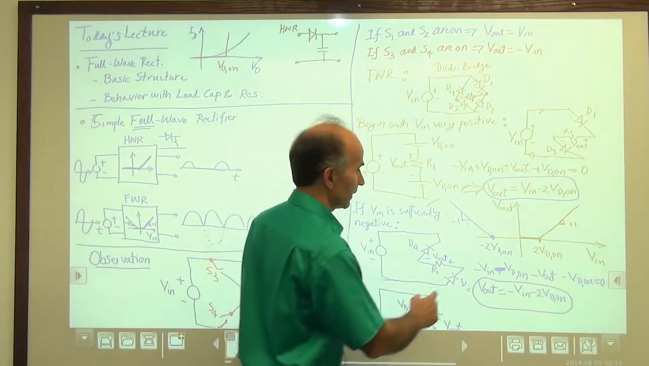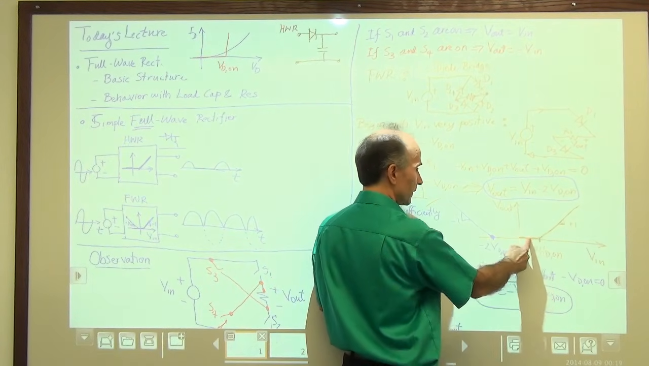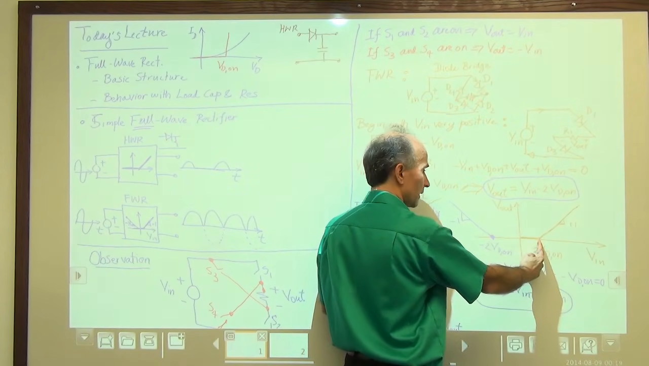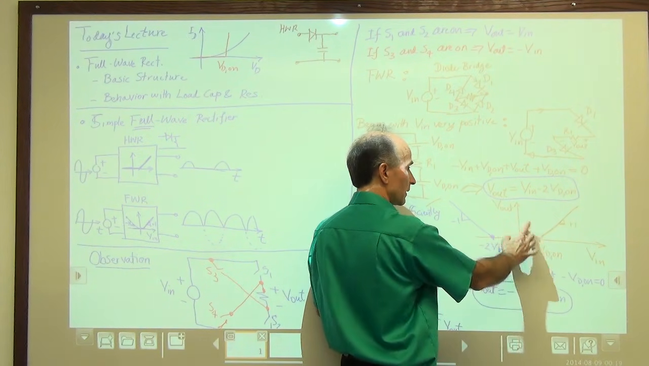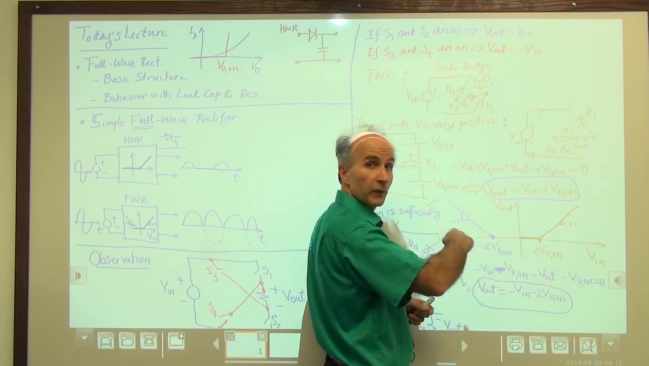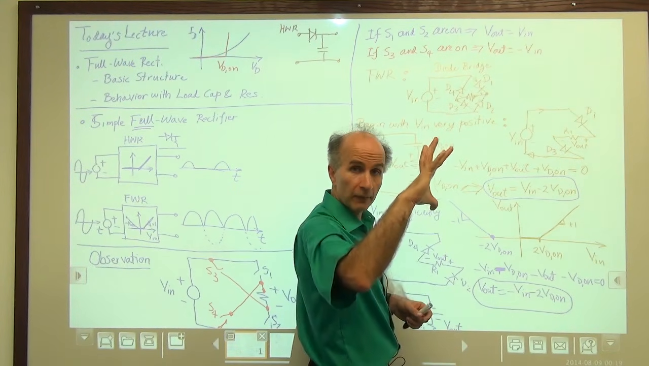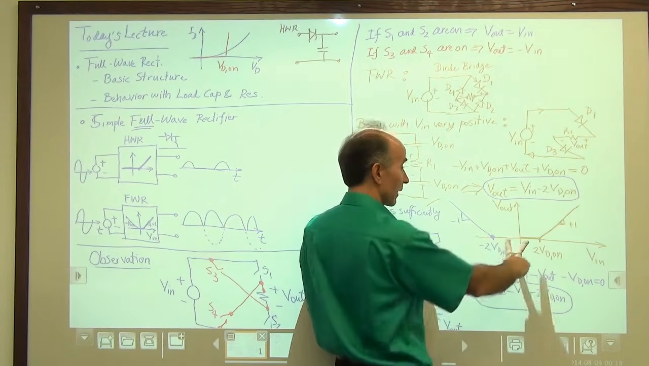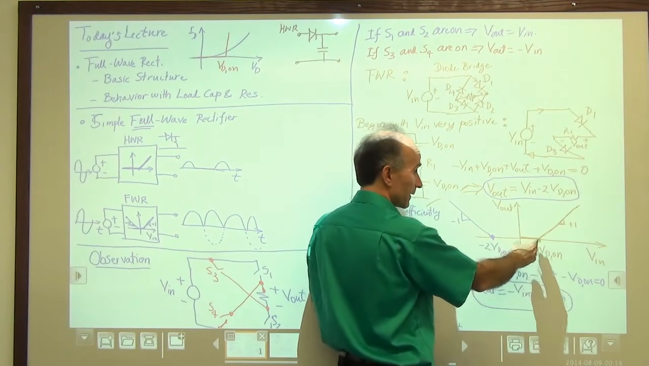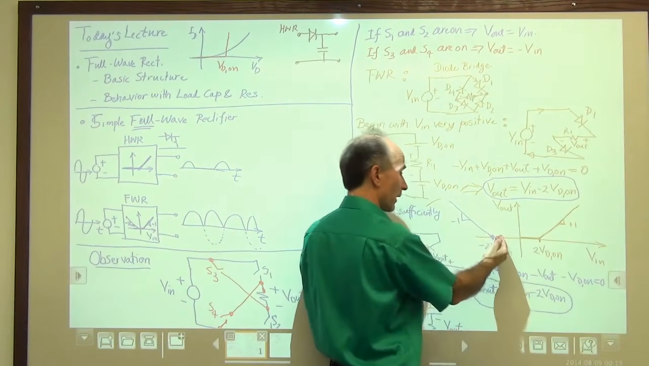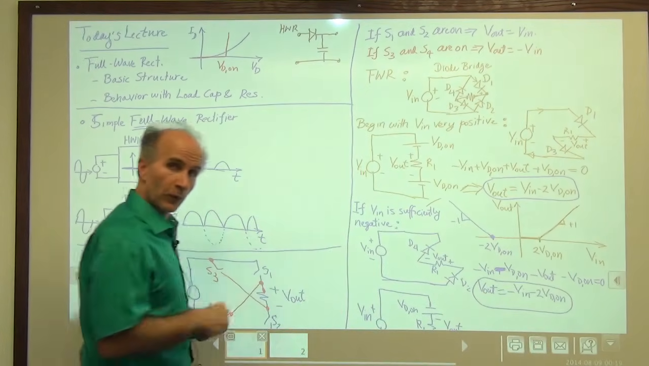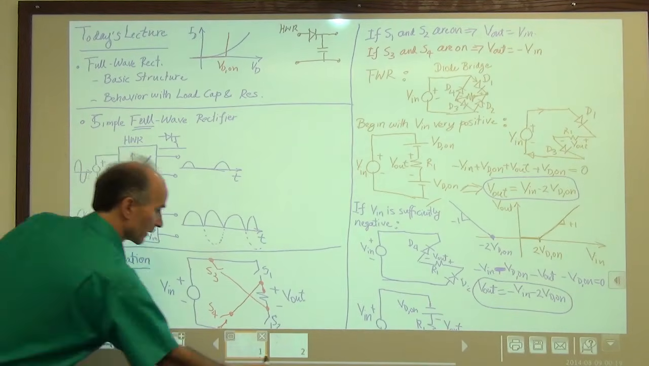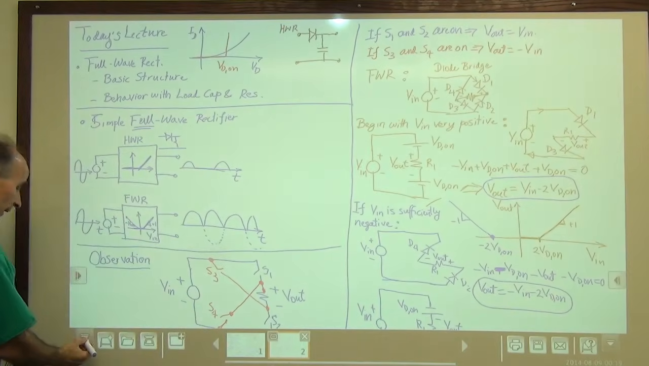So remember what happened here. We said if the input is less than 2 VD on, or more positive than minus 2 VD on, in this region, the output is 0. So if the input sinusoid is not large enough, positive or negative, the output is 0. But once it goes past 2 VD on, or minus 2 VD on, then the output tracks the input. So we use that to plot the sinusoid at the output. And that's what we get.